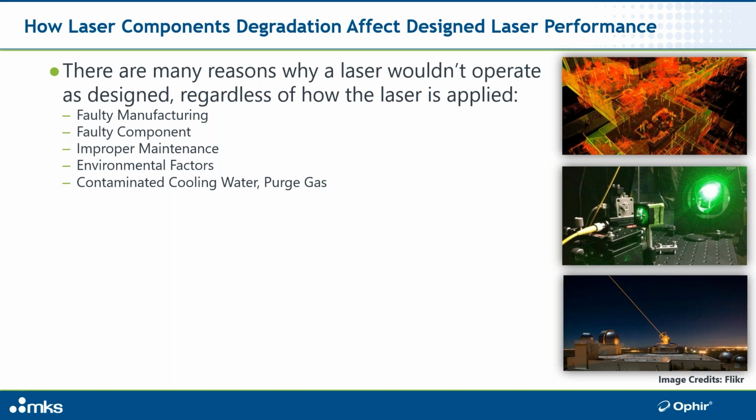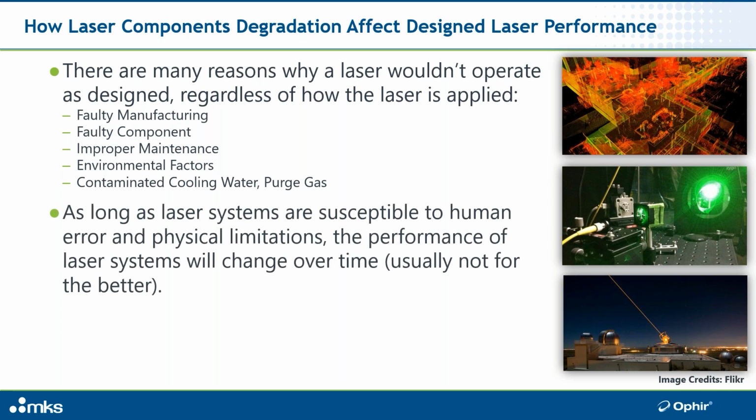But there are also environmental factors. If you're working with industrial lasers, chances are you're working in a relatively dirty environment. That environment has adverse effects on that laser system. Sometimes there is contaminated cooling water, contaminated purge gas, sometimes due to improper maintenance, sometimes due to component failure. But all these ideas can add to the decreased efficiency of the laser system. So as long as laser systems are susceptible to human error and physical limitations, the performance of the laser systems will change over time, and let's face it, usually not for the better. It's the second law of thermodynamics at work.